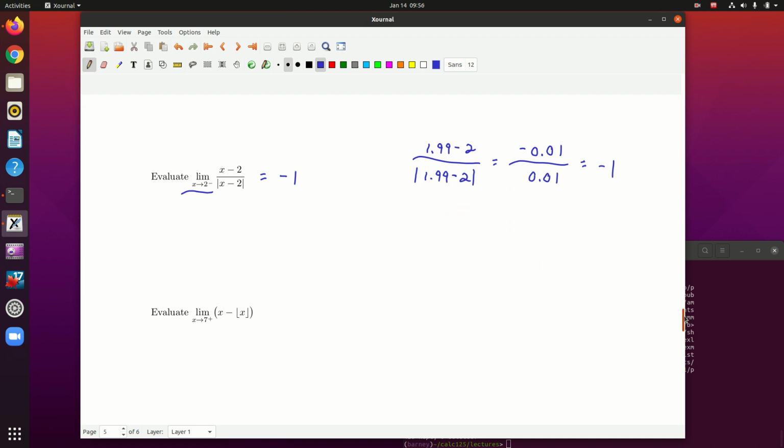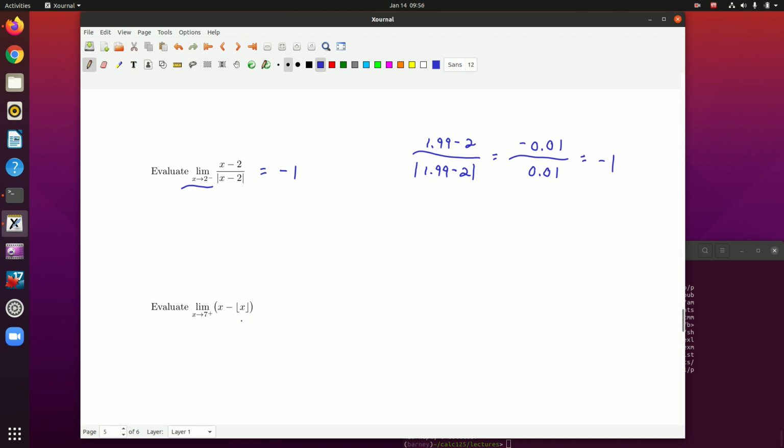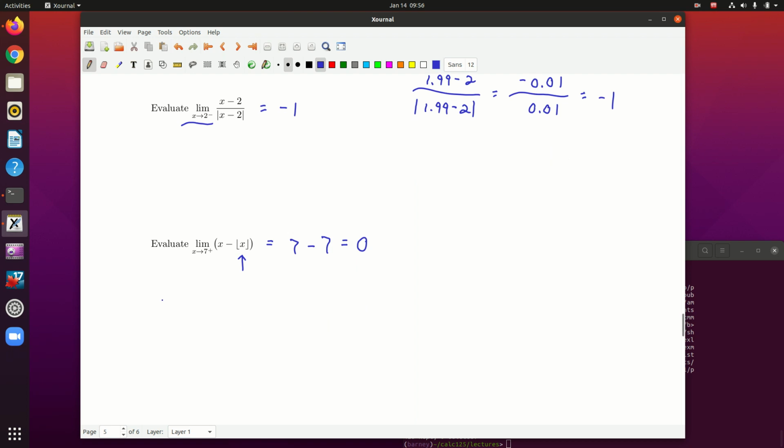Okay, let's take a look at this next one. It's got this guy in it. So now we're thinking, okay, we're putting in numbers close to 7, but a little bit bigger than 7. So as x approaches 7, x is going to approach 7. That's a no-brainer. Minus, now we're talking about the greatest integer. So you're putting in things like 7.1 and so on. The greatest integer there is also 7. So you get 0.